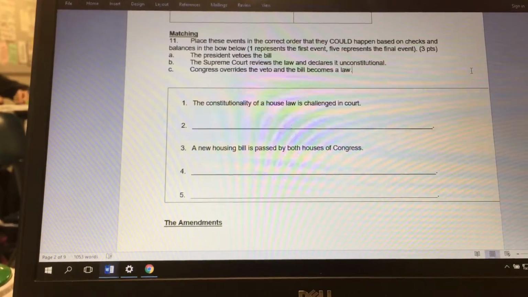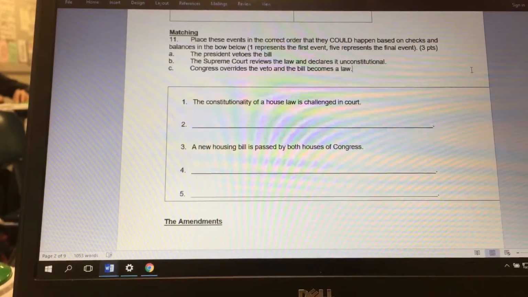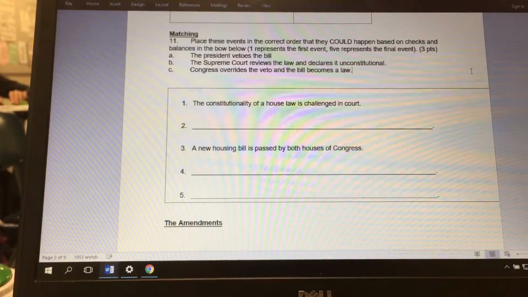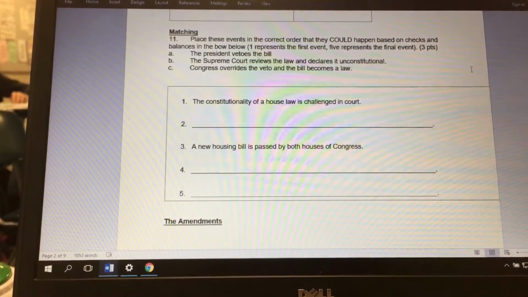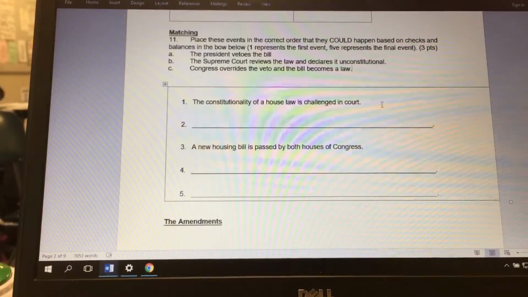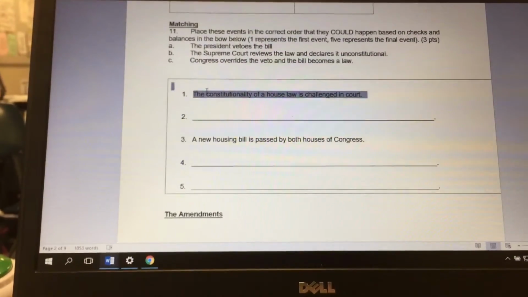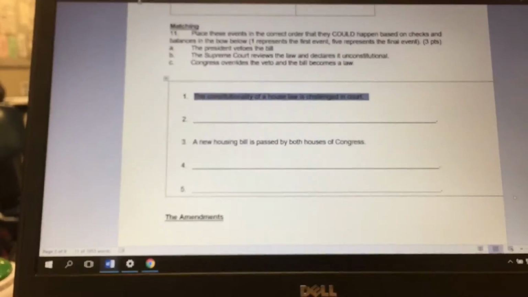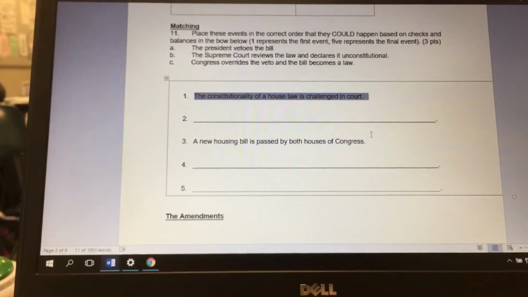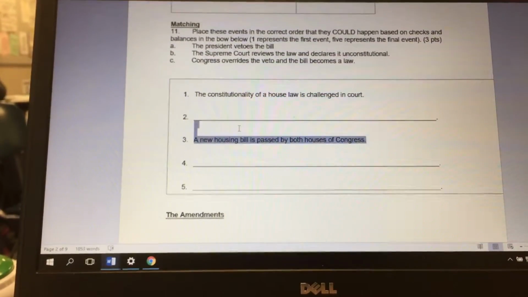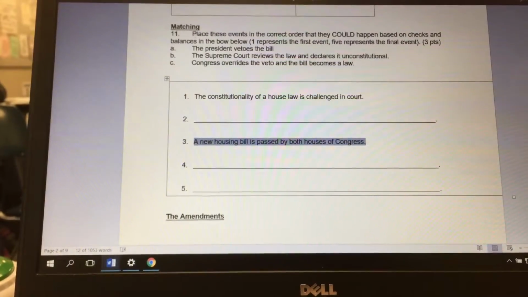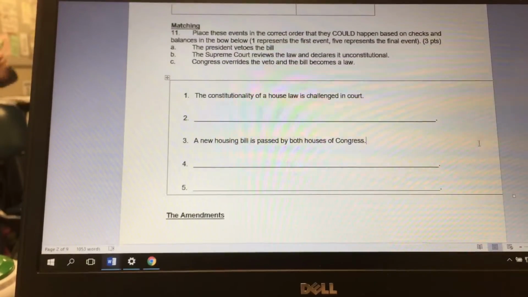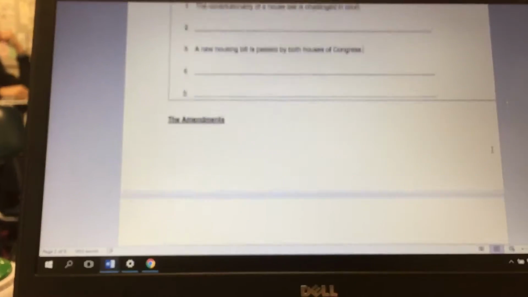3 PTS. The President vetoes the bill. The Supreme Court reviews the law and declares it unconstitutional. Congress overrides the veto and the bill becomes a law. The constitutionality of a House law is challenged in court. A new housing bill is passed by both houses of Congress.